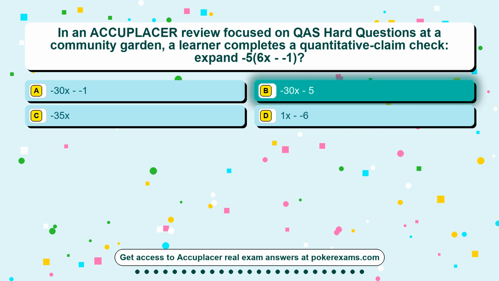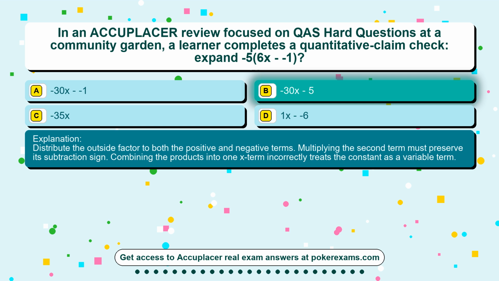The correct answer is option B, -30x + 5. Distribute the outside factor to both the positive and negative terms. Multiplying the second term must preserve its subtraction sign. Combining the products into 1x minus a term incorrectly treats the constant as a variable term.